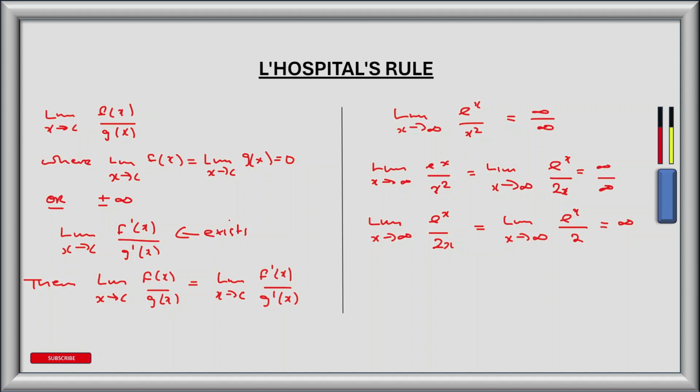Other indeterminate forms that L'Hopital's rule might be able to help with are as follows: 0 times infinity, 1 to the power of infinity, 0 to the power of 0, infinity to the power of 0, and infinity minus infinity.